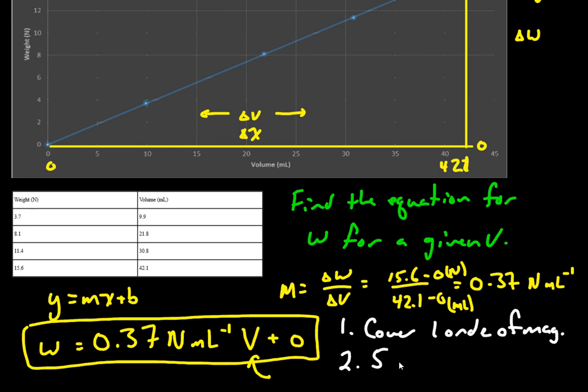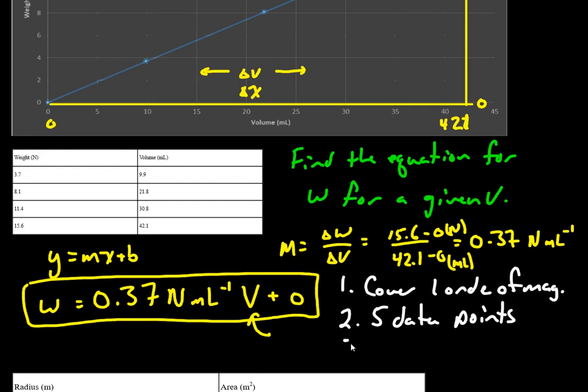2 is you want usually at least 5 data points. And 3, you want a sufficient spread between them. You want a sufficient range. So you don't just want them all like, you know, right down here, right? You want them spread across your whole order of magnitude, okay?